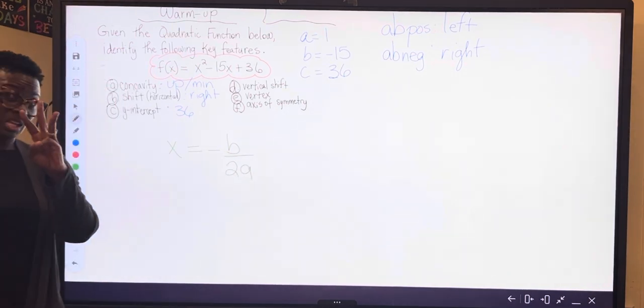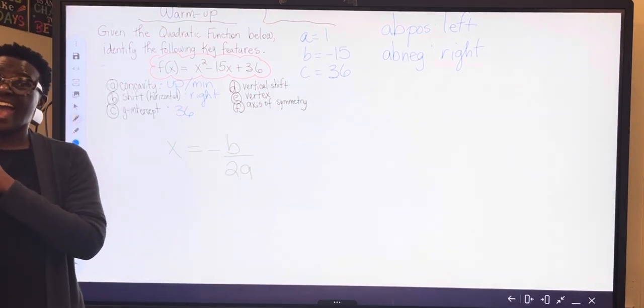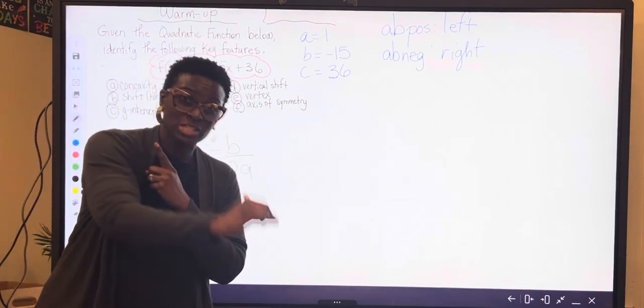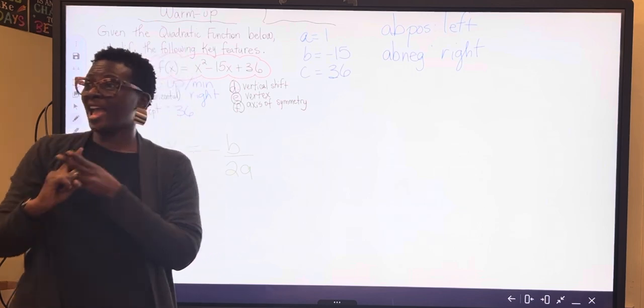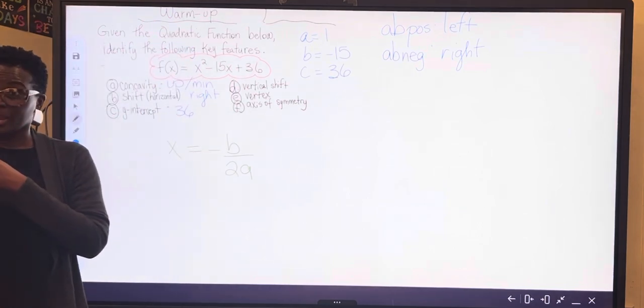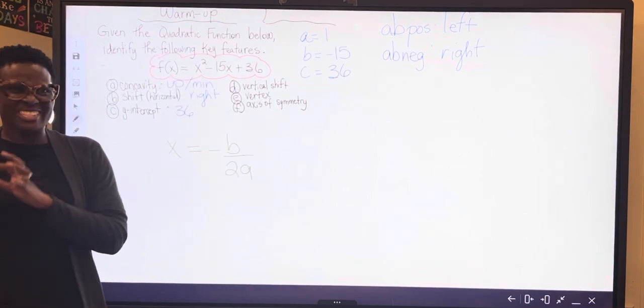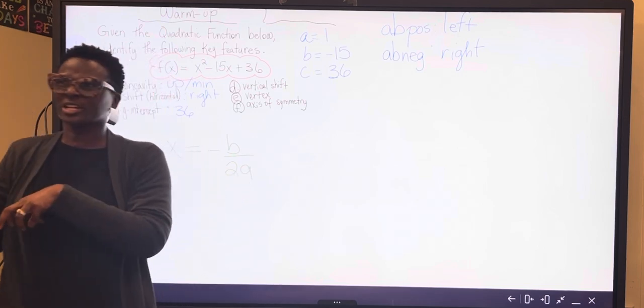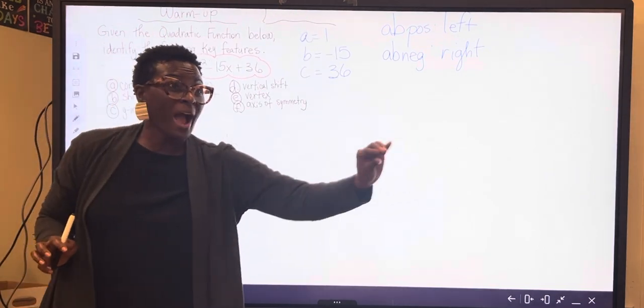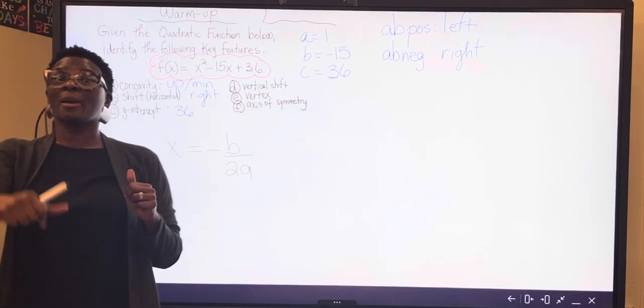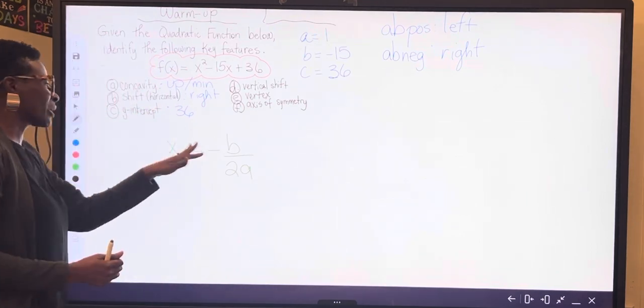Now what is this going to give me? It's going to give me three things. It's going to give me my X of my vertex. Then it's going to give me my axis of symmetry, or my AOS. And then it's going to tell me my horizontal shift. Exactly how much I moved left or right. If that number comes out to be positive, I move to the right. If that number comes out to be negative, it moved to the what? Left.